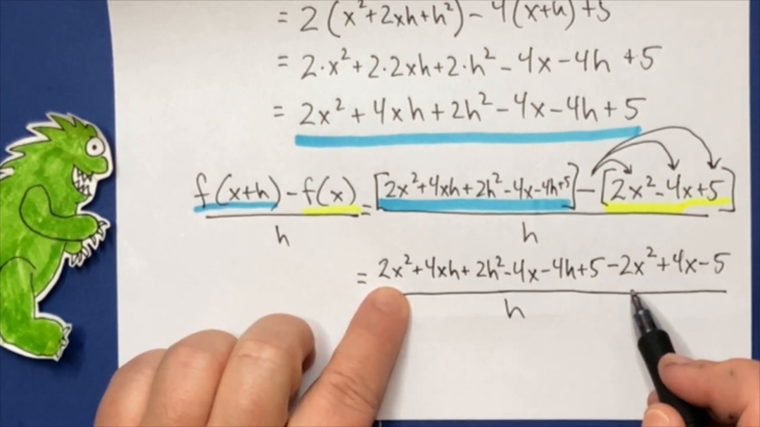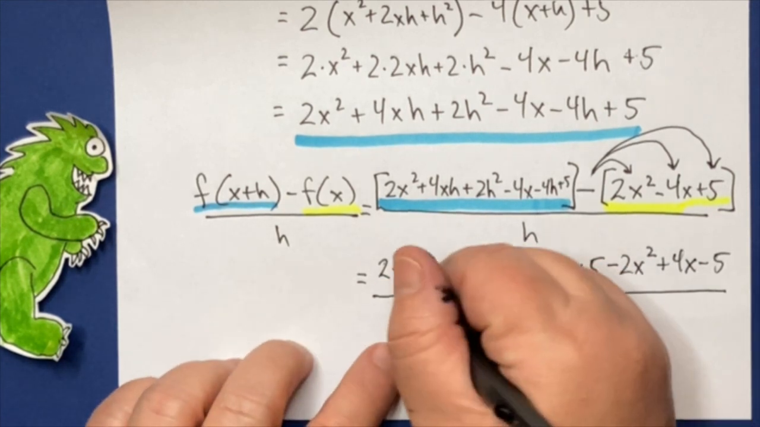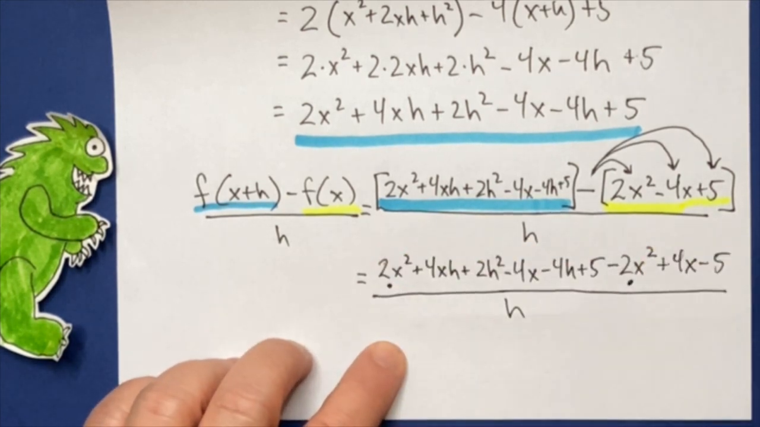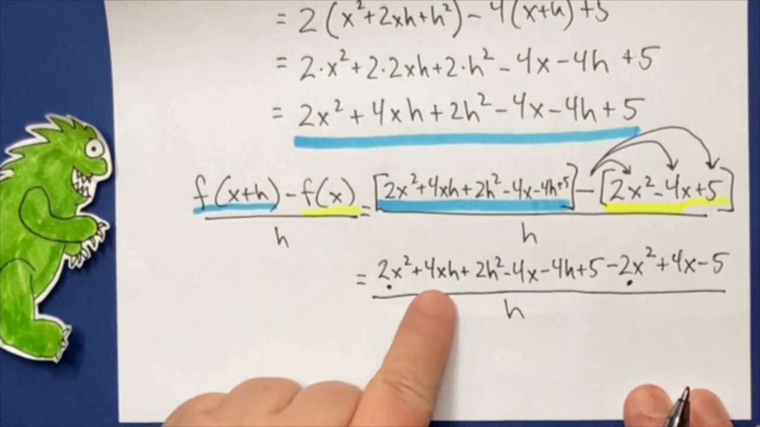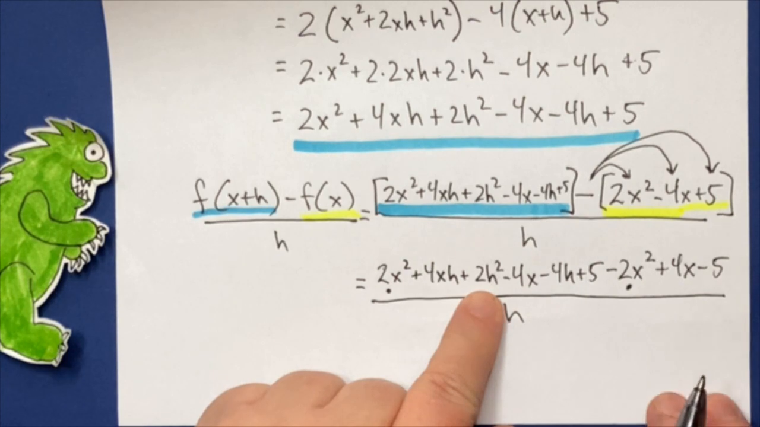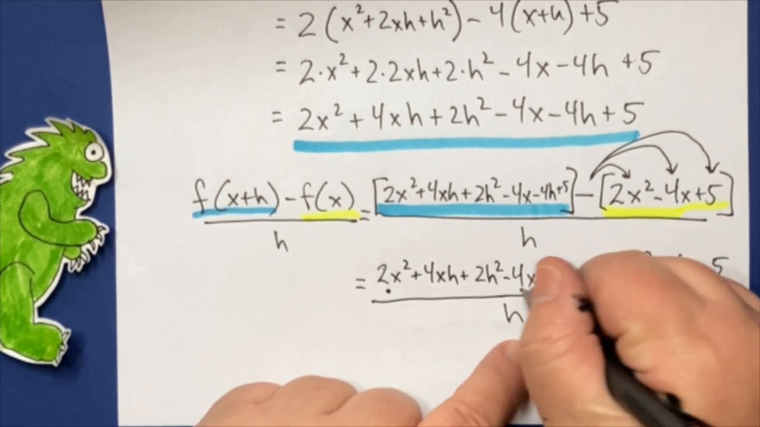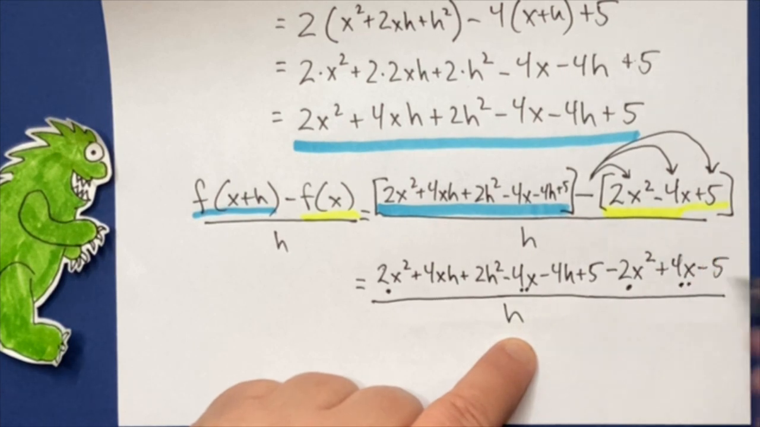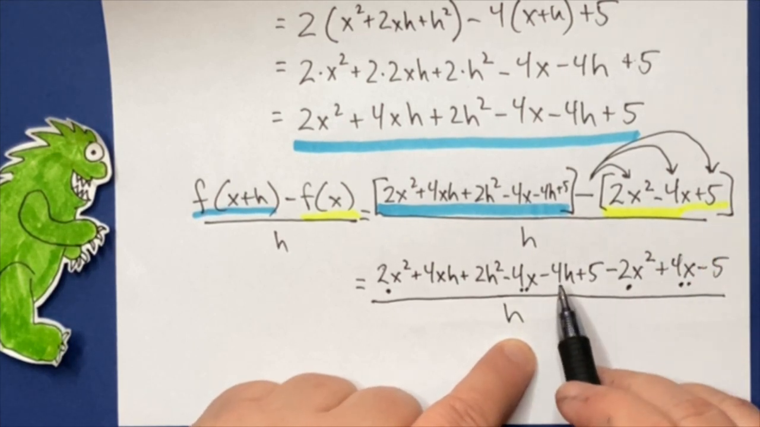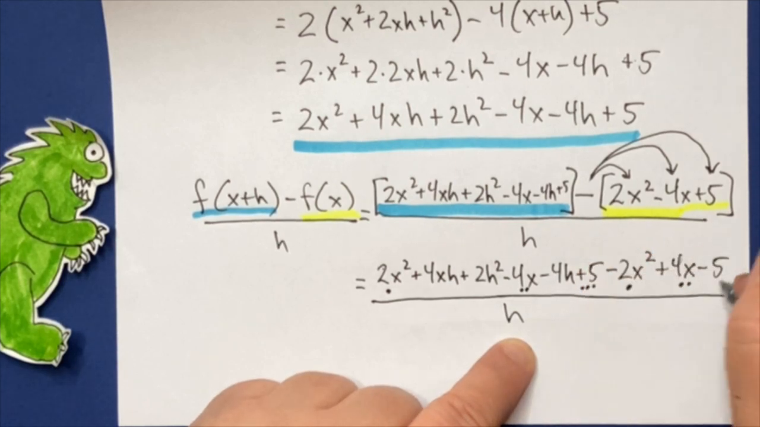Anything that's just x's, like 2x squared minus 2x squared. 4xh doesn't have a friend. 2h squared doesn't have a friend because it's got h's in it. Minus 4x plus 4x. I'm going to use 2 dots for that one. Minus 4h, that has an h in it, so it sticks around. Plus 5, minus 5.